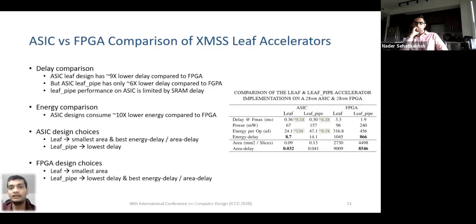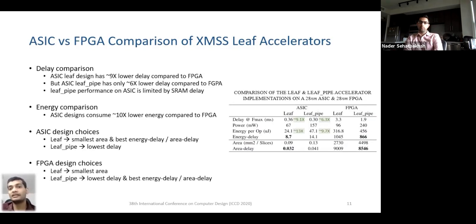Since the FPGA is implemented in the same 28 nanometer technology node as the ASIC, we can directly compare the delay and power results. The ASIC leaf and leaf pipe designs are 6 times and 9 times faster than the FPGA designs. They also consume an order of magnitude lower energy compared to the FPGA designs.